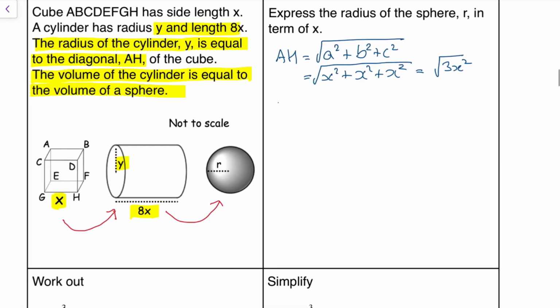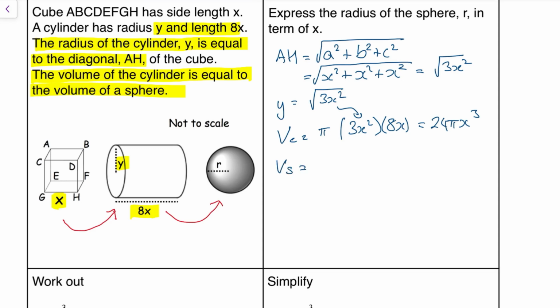Anyway, point is, my y is equal to root 3x squared. And I need the volume of the cylinder. So the volume of the cylinder is going to be pi times the radius squared, which is this squared, which is just going to be 3x squared, because square rooted squared goes away, times by the height, which is 8x. And that's all equal to 24 pi x cubed. Yeah, that's fine.